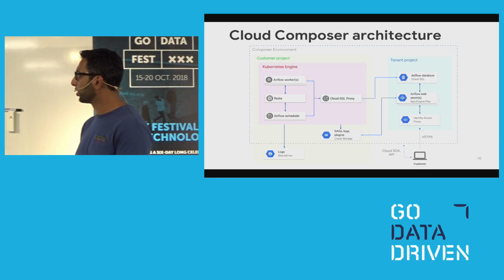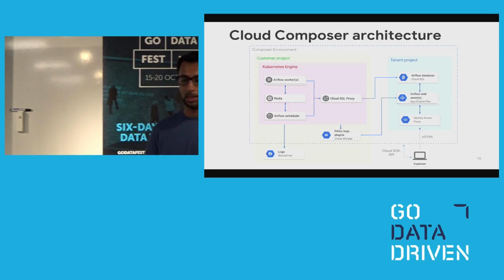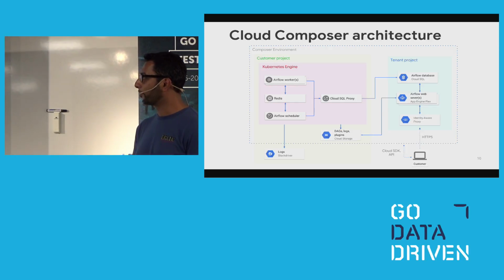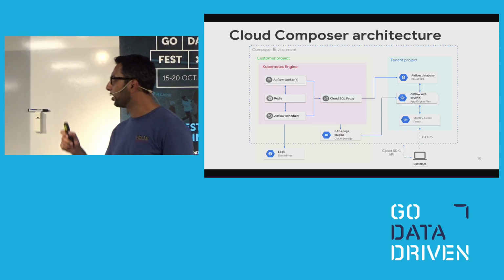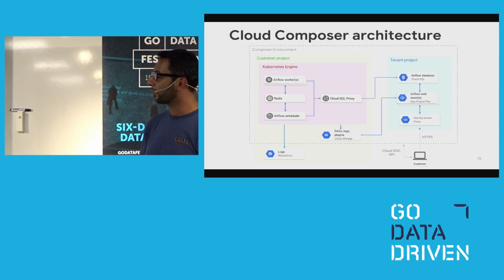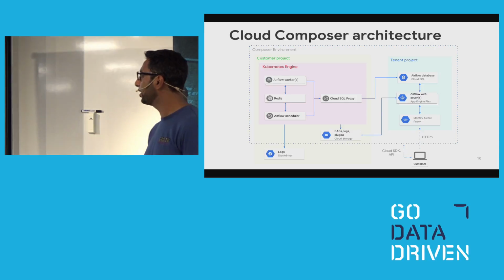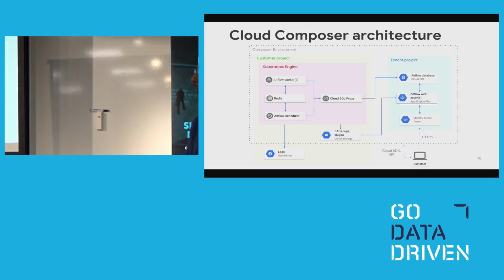If you're not familiar with Kubernetes, it's our container solution. It creates 3 nodes, one for the worker, one for Redis, one for the scheduler. Then in another project, it creates a Cloud SQL database for you and connects to that via a SQL proxy. It creates the web UI for you using App Engine.